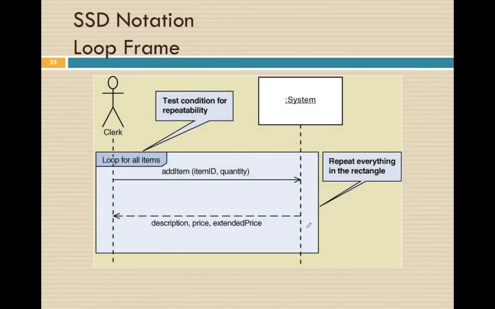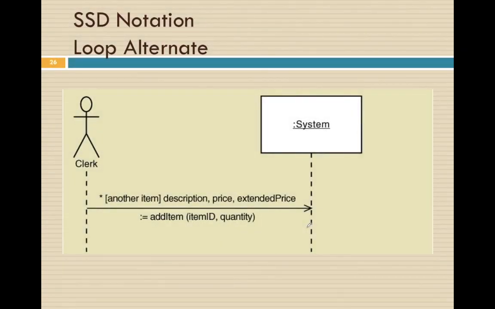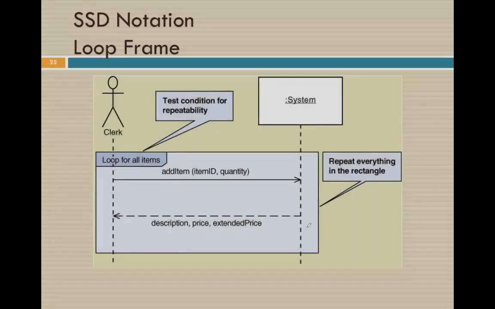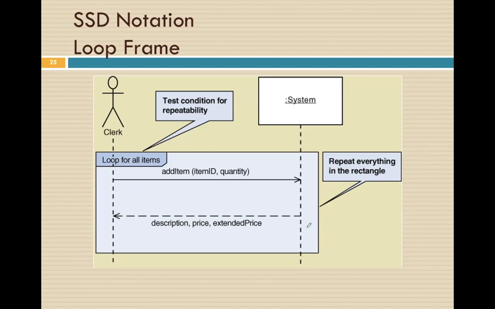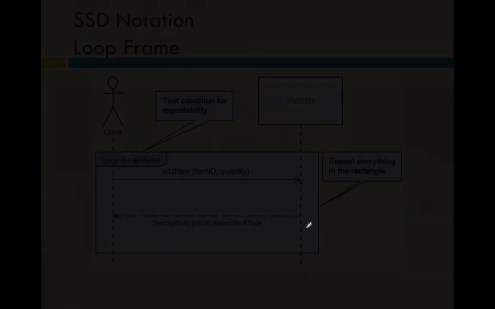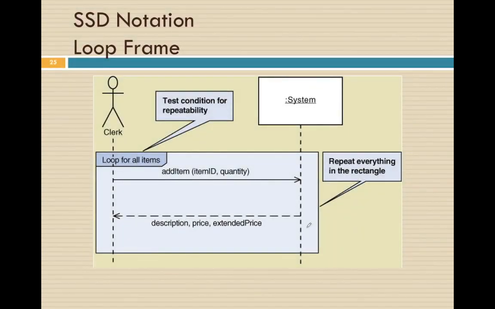In SSD we have the loop frame, the alternate frame, and the optional frame. We have several methods to represent the sequence of the messages. It depends on the condition of your use case. In this example, this is the loop frame. What is a loop? A loop is a repetition of the action. So if that activity has a loop, we will use this loop frame.